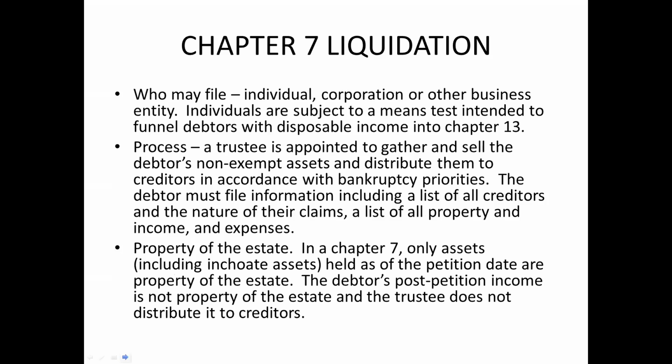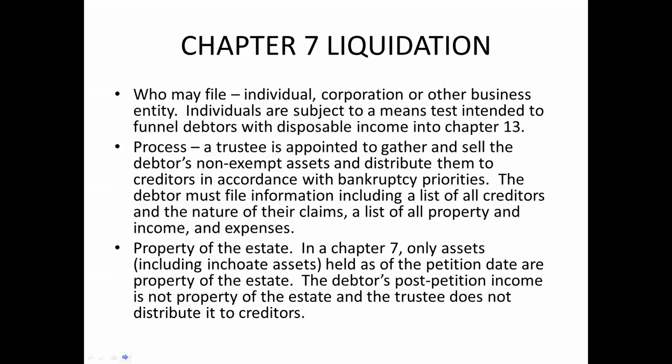So we will start with Chapter 7, liquidation, and that's the most common, although that may be changing over time with the 2005 amendments. So who can file? Individuals, corporations, or other business entities. So basically, it's all about just winding up your affairs and distributing all your assets. If you're a company, you just go in, the trustee takes over, whatever there is goes out, and then you're gone.